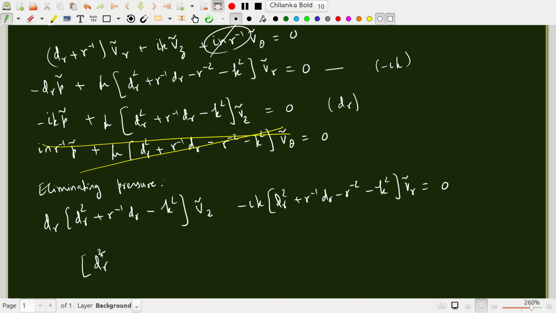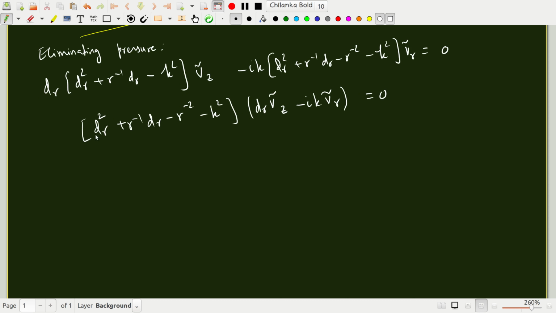I'll write d r squared, but I'm going to eventually write everything in terms of d r Vz: d r squared plus r inverse d r minus r to the minus 2 minus k squared, operating on d r Vz. If you look at the second term, everything is the same, so I can take this entire operator as common. I can write it as minus ik Vr is 0.